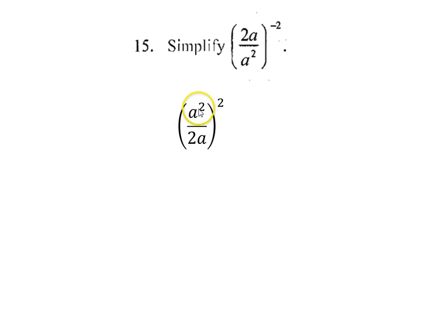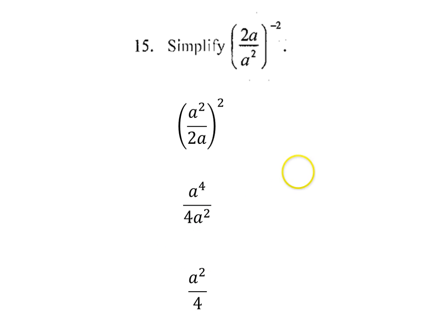So now I have a squared squared over 2a squared. So when I do that, I get a to the 4th because a squared squared is a to the 4th. 2 times 2 is 4. 2 squared is this 4 right here. And a squared is a squared. A little bit more simplification we can do because we have a's in the numerator and in the denominator. The rule for that is we subtract their exponents if we're dividing them. So we get a squared over 4.